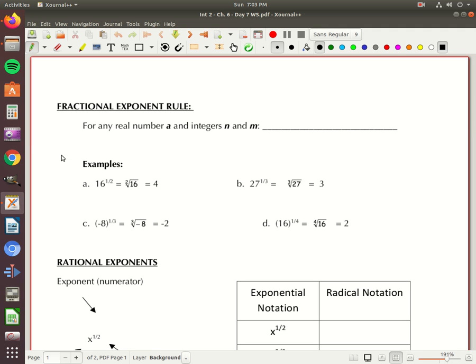Integrated 2, Chapter 6, Day 7. Getting close to the end of this chapter. So, this fractional exponent stuff, I think is pretty easy if you let it be, but kids really seem to struggle quite a bit with it.